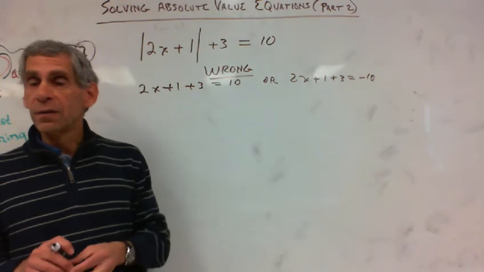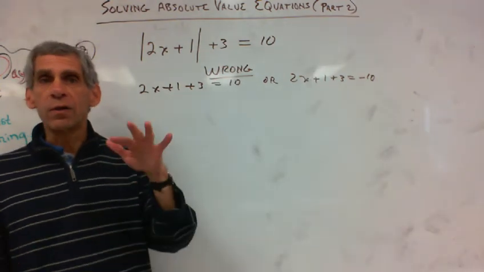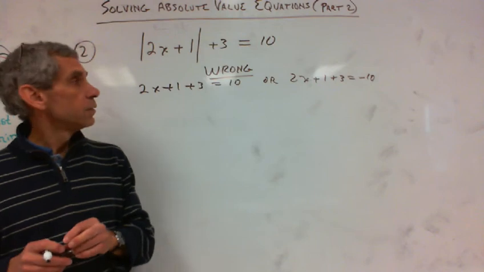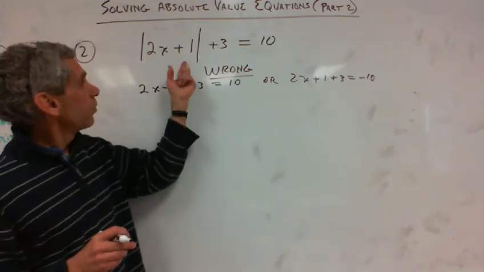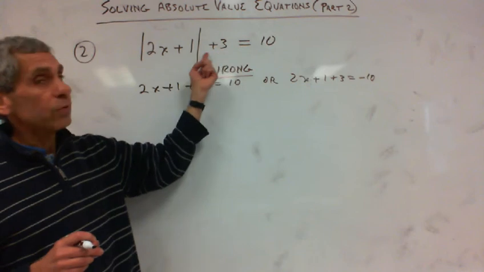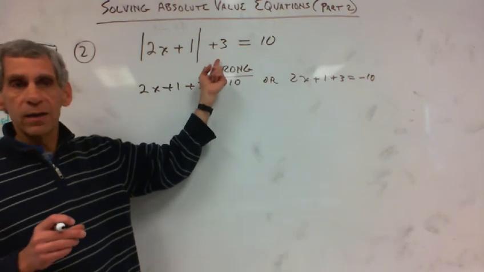Could you just subtract 3 from each side? Or just subtract 3 and then subtract 3 from the 10? Now, other people will do this. They'll add the 1 and the 3. Don't do that. Subtract.